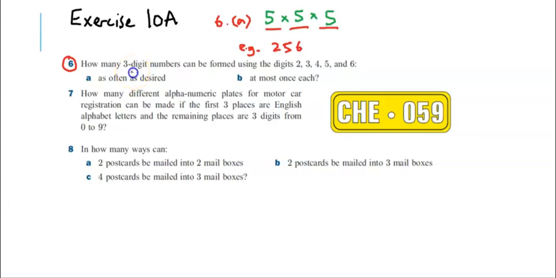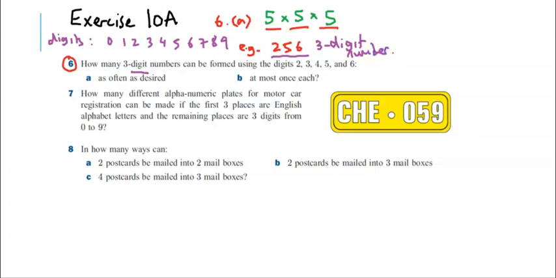By the way, just in case the word digit is new to you, there are 10 digits, and these are 0, 1, 2, 3, 4, 5, 6, 7, 8, 9. So we have 10 digits in the base 10 number counting system. And so 256 would be a 3-digit number. And of course 5 times 5 times 5 is 125.